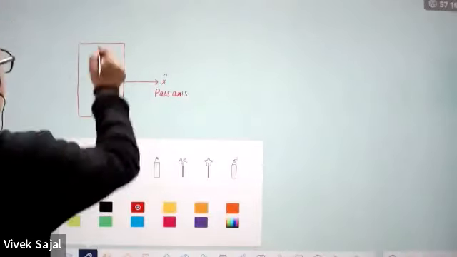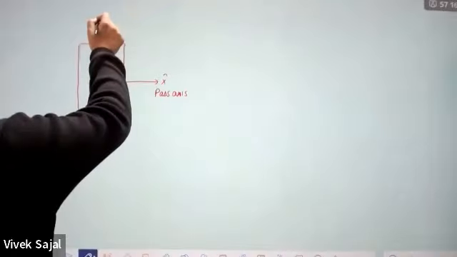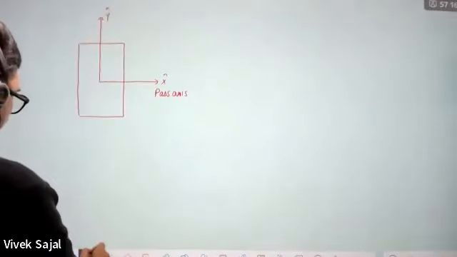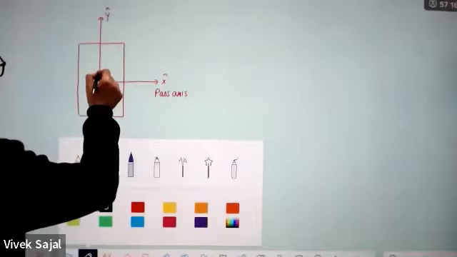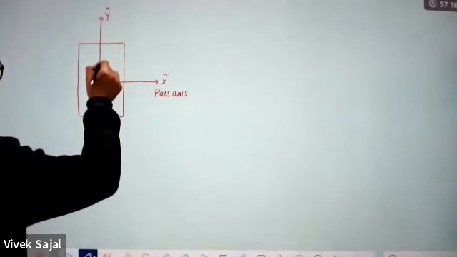Just one second. So unpolarized light, this is the y-axis here. This type of unpolarized light is incident.